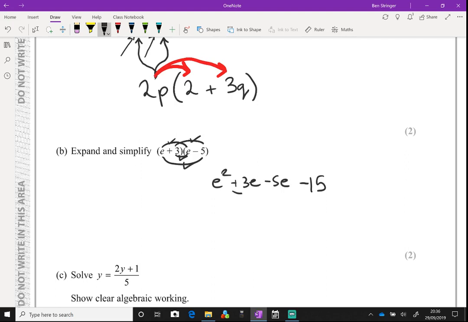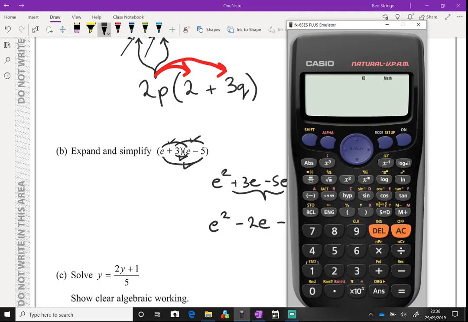That's 1 mark. I'm going to get a mark for collecting this. e squared minus 2e, take away 15. And if you know you're likely to make a mistake, we're doing 3 take away 5. Let's make sure we use a calculator.